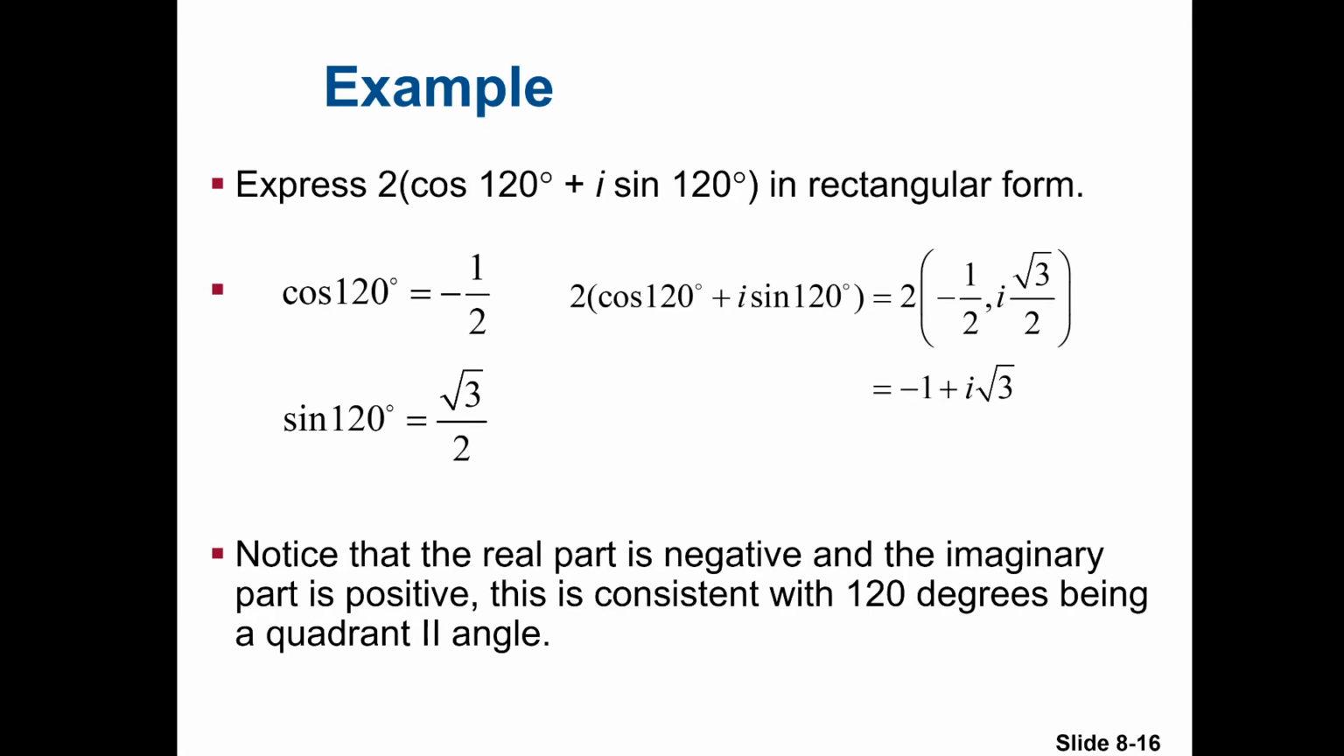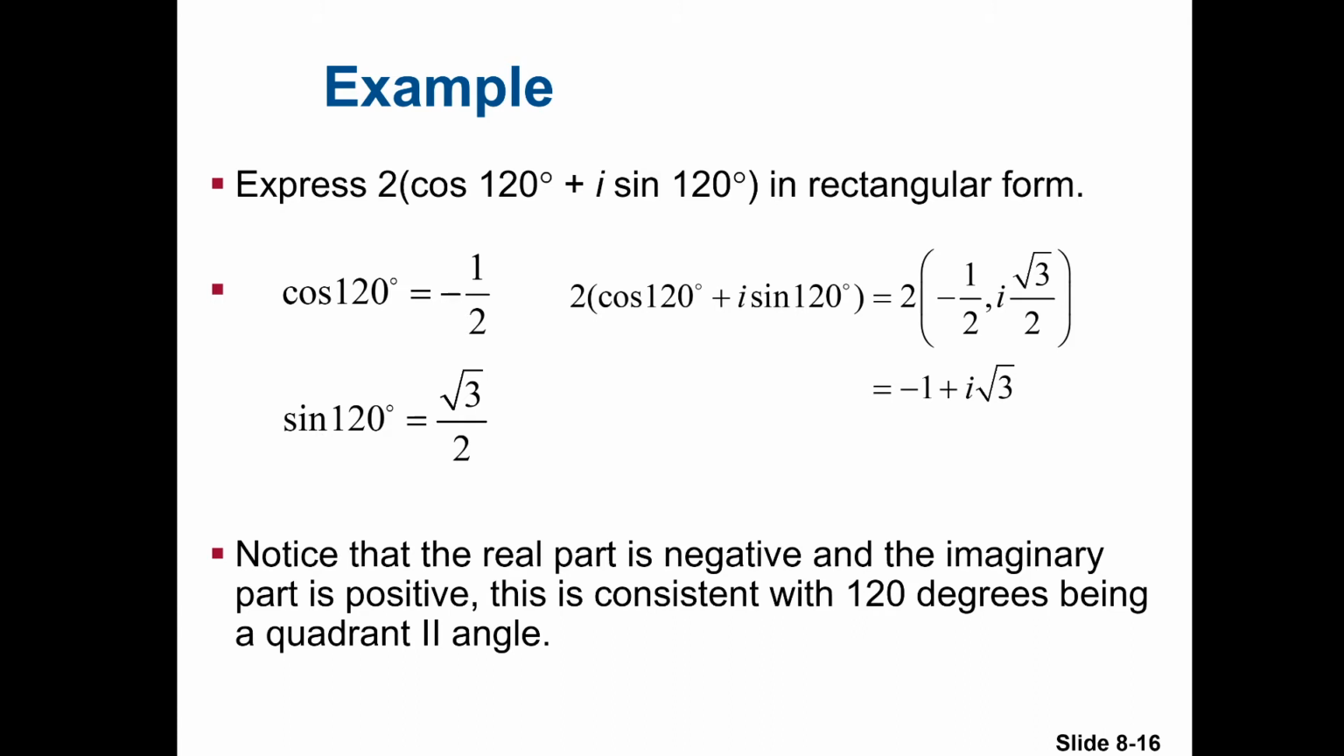Okay, now let's find out some examples. Express 2 times the quantity of cosine of 120 degrees plus i sine of 120 degrees in rectangular form. The one given here is the trigonometric form, or the polar form. Now you want to convert this back to the regular complex number form.